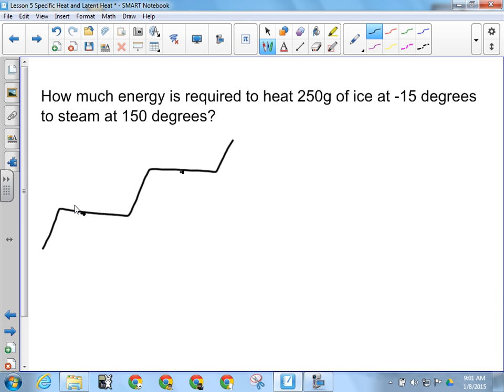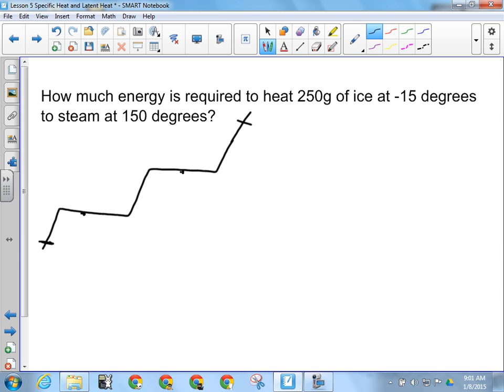So I would probably give you a mark for this. This would be like your givens for this question. So we start at minus 15 degrees, so that's there, and we're going to finish at steam at 150 degrees. So maybe I need to make that line a little longer. That's my ending point. Anywhere where a line changes direction is a new step.